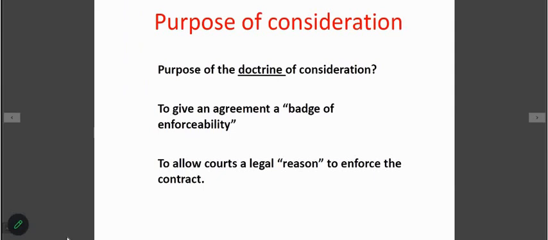So the doctrine of consideration gives an agreement a badge of enforceability. That means your agreement must be written properly. Both parties agree, then you sign.